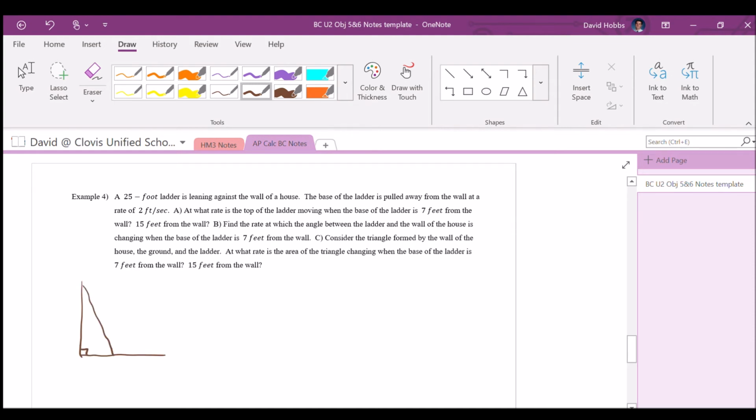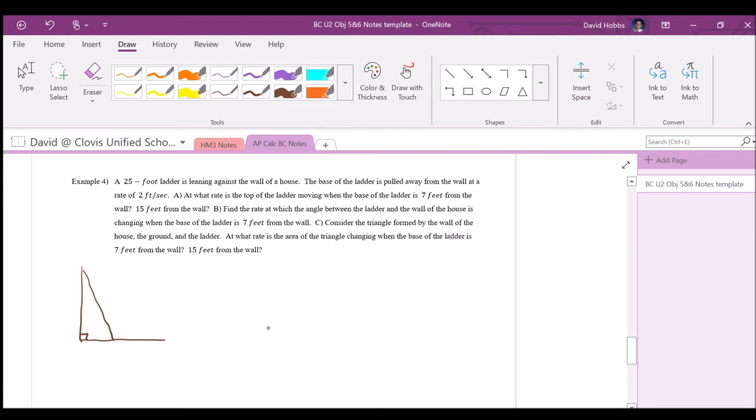We're assuming the house is perpendicular to the ground. The length of the ladder is not changing, and the base of the ladder is pulled away from the wall at a rate of 2 feet per second.